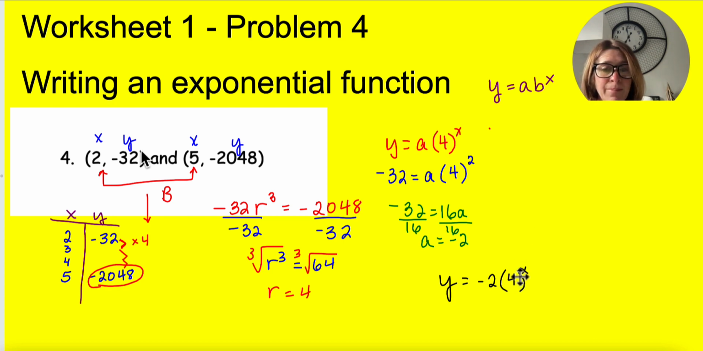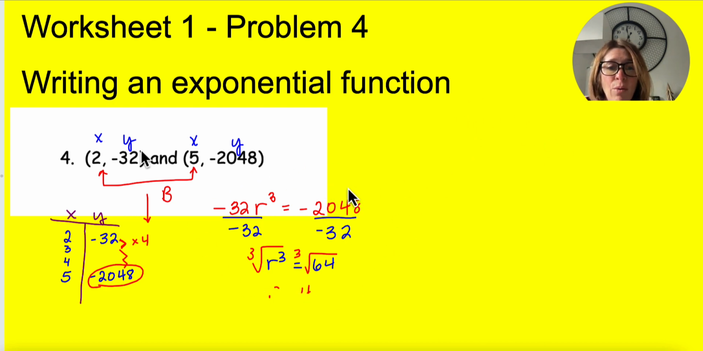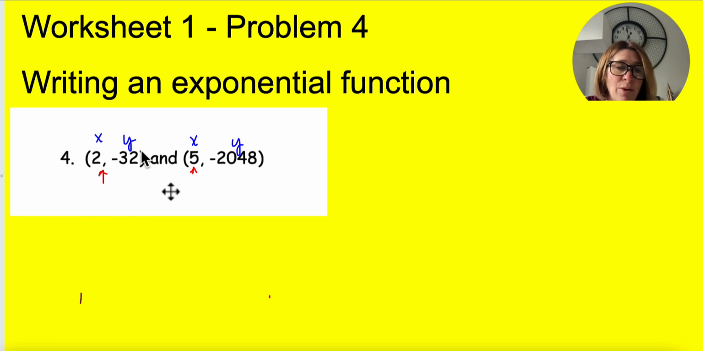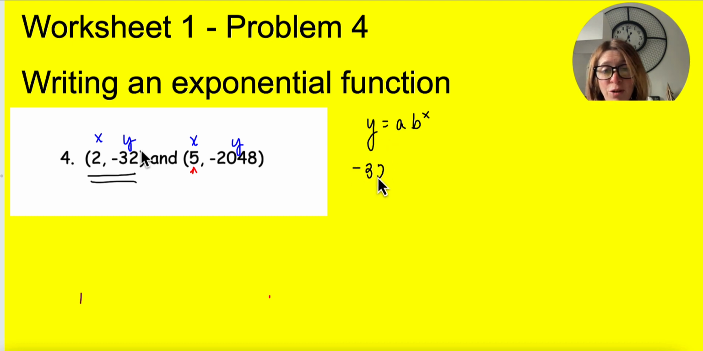All right, so that's one way to think about this function. Another way is to actually use the points themselves and what we know about systems of equations. If we know that we're looking for something of the form y equals ab to the x, well, each of these points would give me some relationship, right? So I could plug the first point in and I would get negative 32 equals ab to the 2 power. And I could take the second point and do negative 2048 equals ab to the 5th power, right?